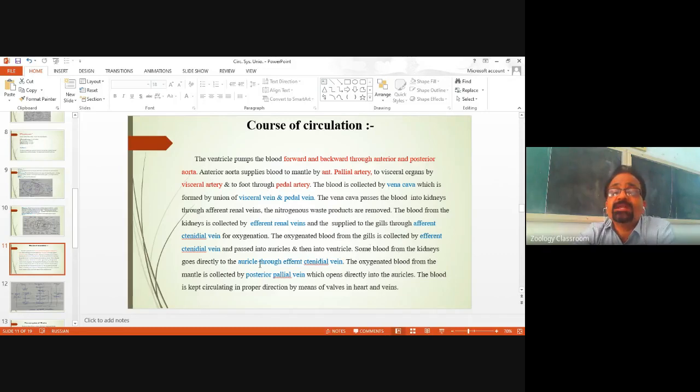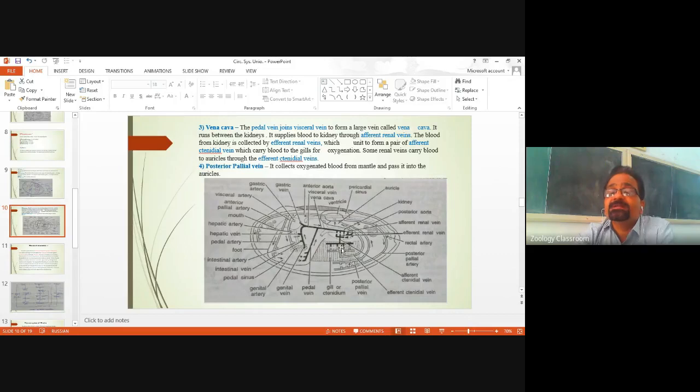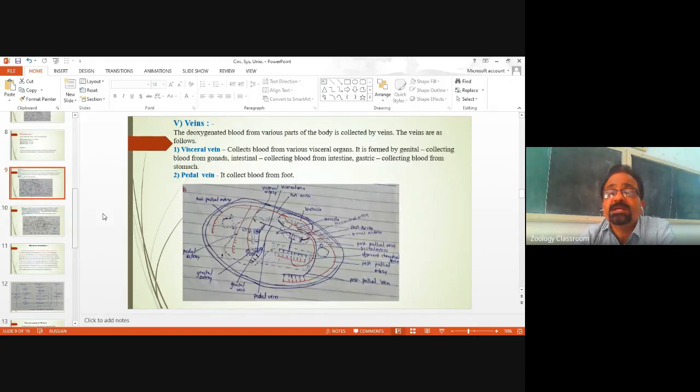Some blood from the kidneys goes directly to the auricle through the efferent pterygial vein. Directly means, it will be more clear in this diagram. Some of the blood from the kidney is passed to the gills by this afferent pterygial vein, but some of the blood from the kidneys is taken to the auricles directly like this. See, here it is shown in red, the efferent pterygial vein, where blood is passed directly into the auricle.